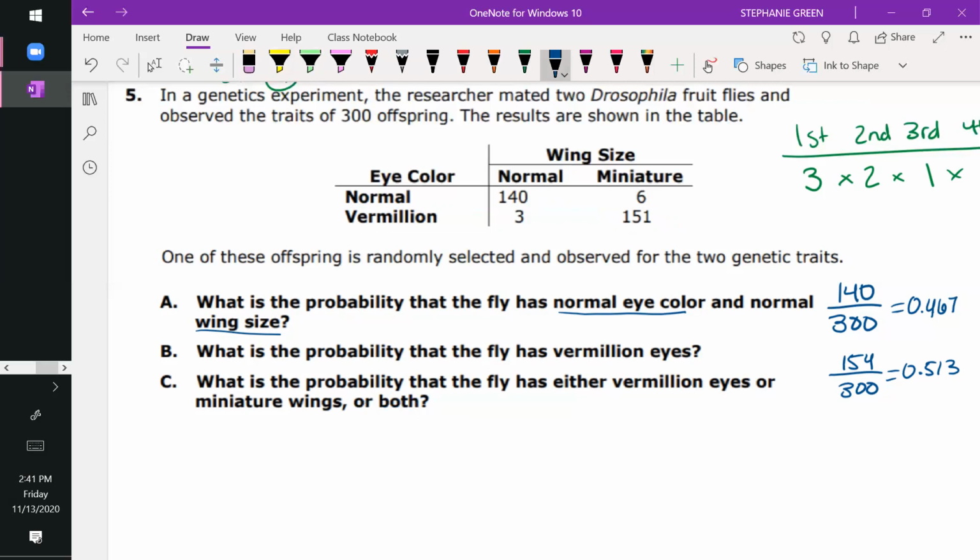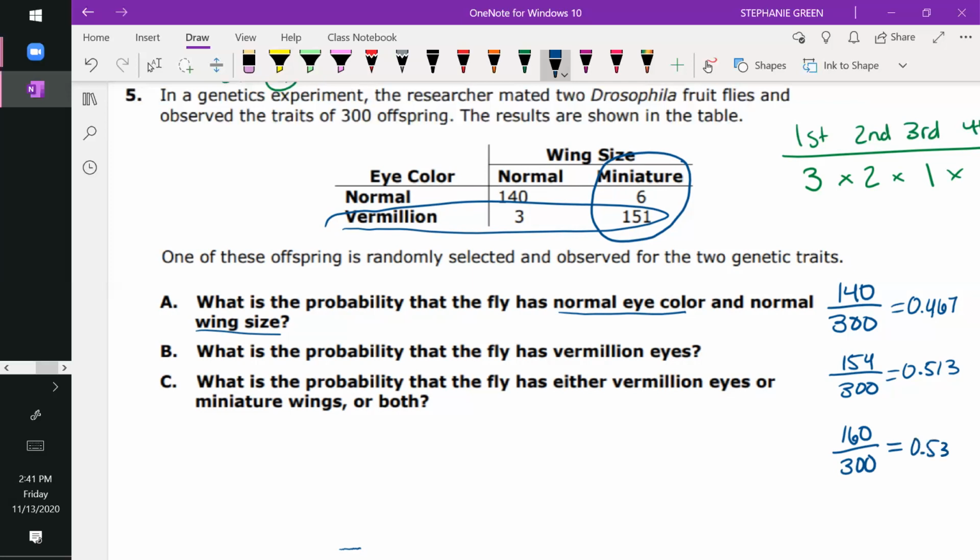So let's see. The probability they have vermilion eyes or miniature wings. Okay, so you can see when I circle those two possibilities, we do definitely have an overlap at 151. I want to make sure I only count these 151 once and not twice. So we'll do 6 plus 151 plus 3, which gives us 160, doesn't it? 160 exactly, out of, again, a total of 300 fly offspring. So 160 divided by 300 is 0.5333 repeating, so 0.533.